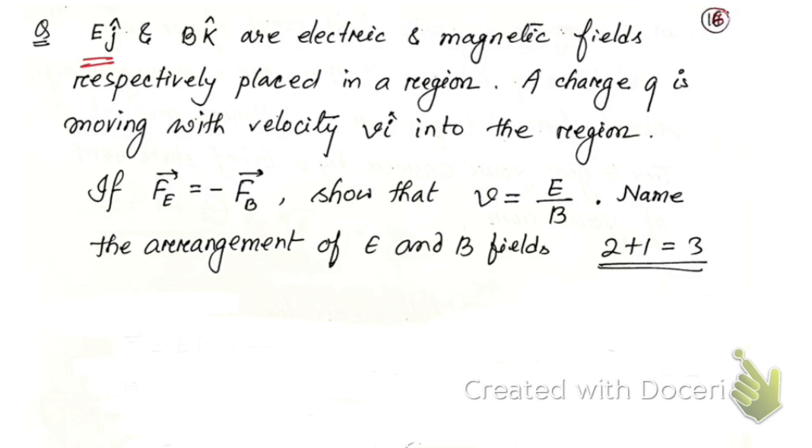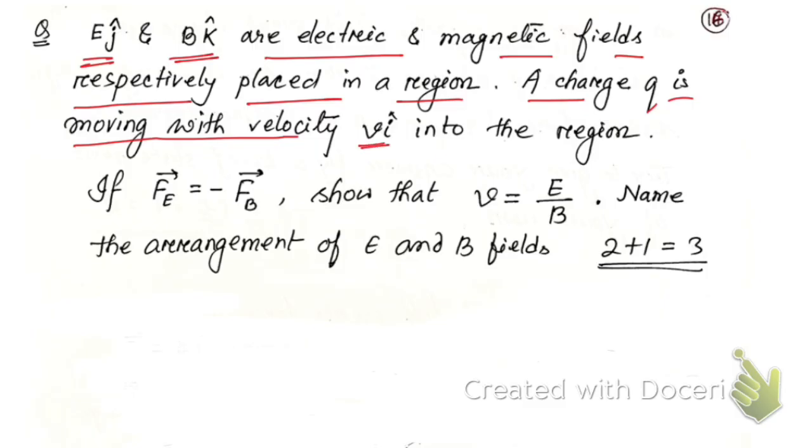Electric field E j cap and B k cap are electric and magnetic fields respectively placed in a region. A charge Q is moving with velocity v i cap into the region. If force exerted by the electric field is equal to negative of the force exerted by the magnetic field, then we need to show that v is equal to E by B. And we also name the arrangement of these fields.